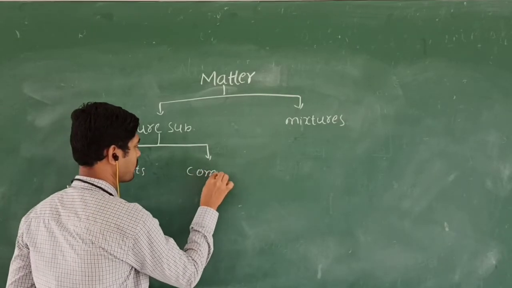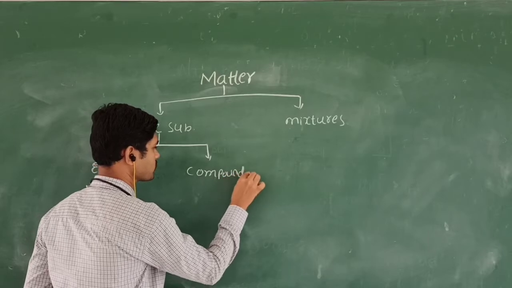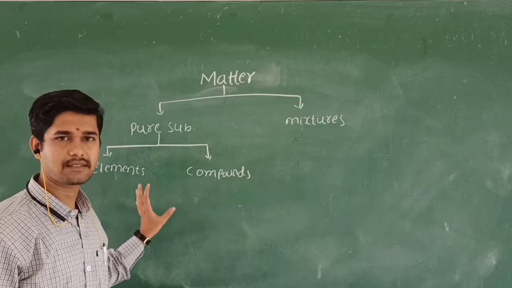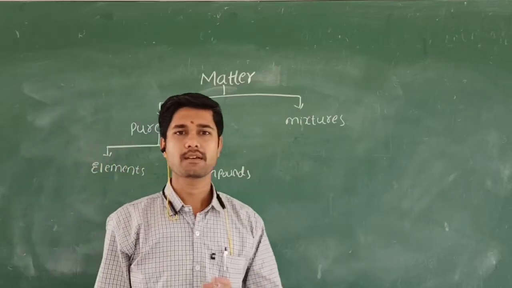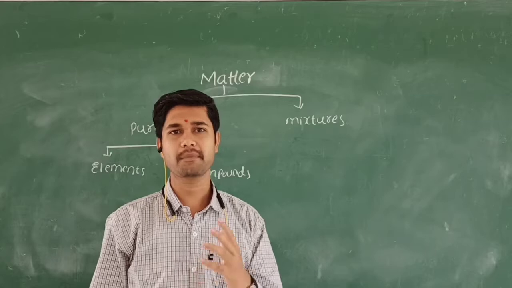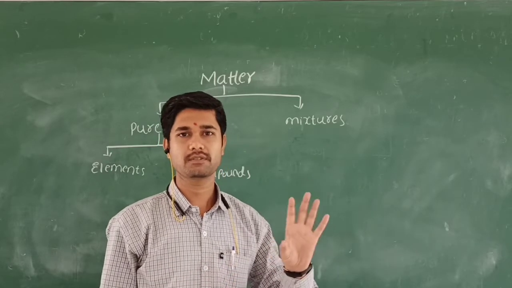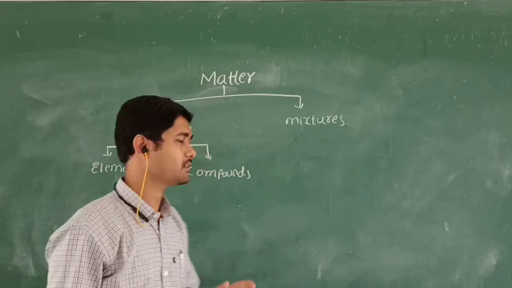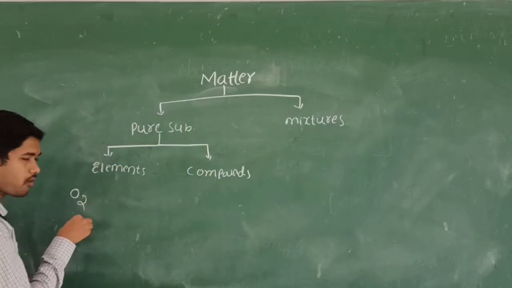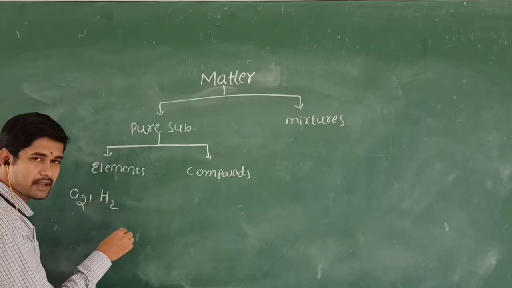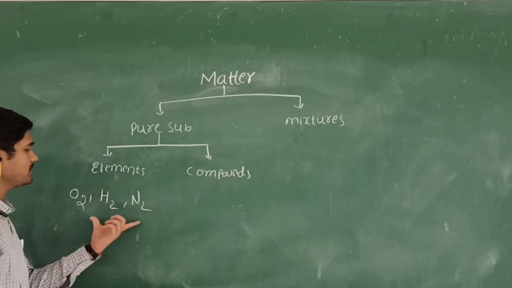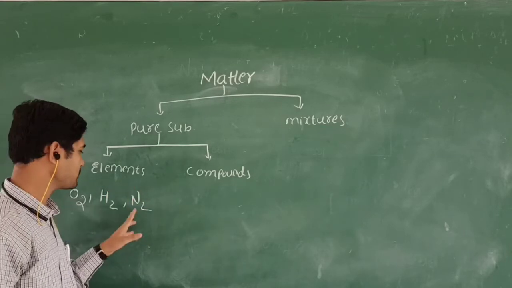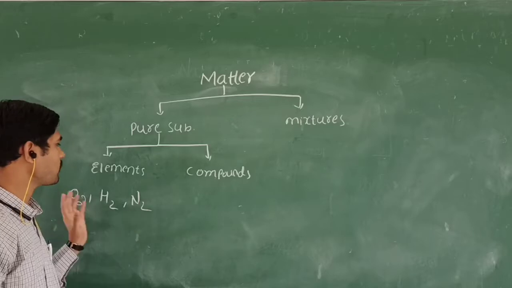Elements are the simplest substances, made up of only one kind of atom. If I take one oxygen atom, it also reacts with one more atom of oxygen only, because of the same kind. Examples of elements are oxygen, hydrogen gas, nitrogen gas. When one atom combines with another atom of the same kind, that is called an element.